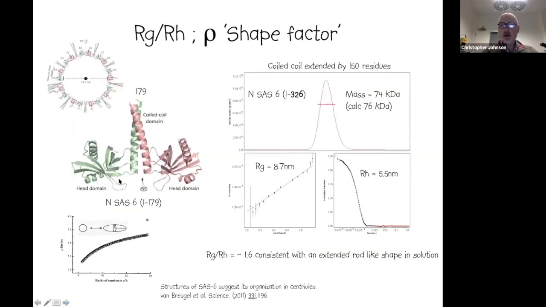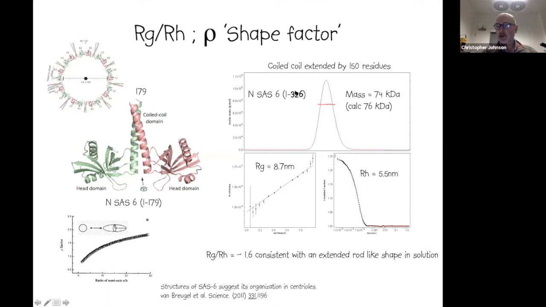Why is that useful? Because then when we start to look at other systems, which we want to say, are these globular or not, then we can consider this ratio between the radius of gyration and the hydrodynamic radius. This is a case looking at this protein that comes from the centriole. And in this case, Mark van Breugel, who used to work at the LMB, made mutants in these head domains to stabilize this non-polymerizing structure. And then we were interested in looking at what is the structure of this coiled coil relative to these head domains in solution. We were able to determine with a long construct, this is a crystal structure of a construct that ends at residue 179.